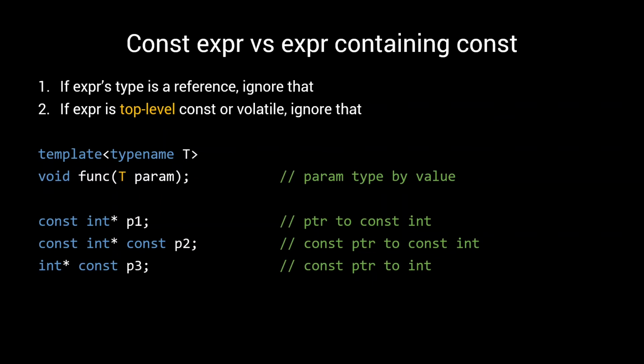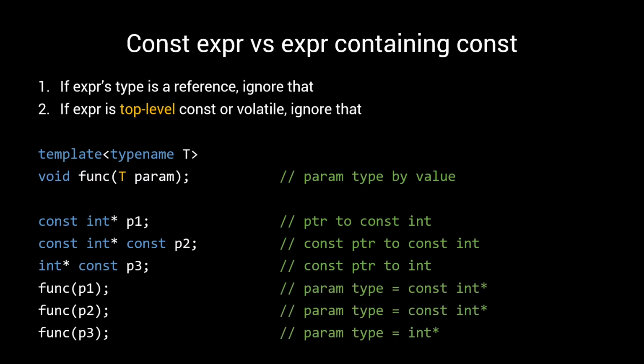And the rules for type deduction state that only the top level const is removed. If I pass my pointers to this function, the first two give the exact same result. The parameter type is just a pointer to a const int. That's because this top level const of p2 gets stripped off. The third pointer, that is a const expression, but it's pointing to something non-const. So in this case, we see that our parameter type is just a pointer to int. So that covers passing by value.